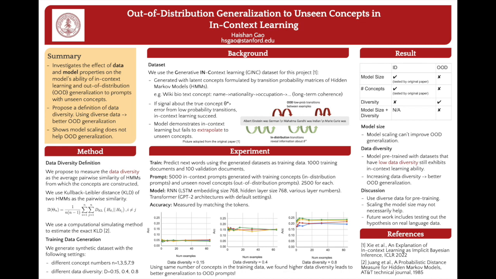The result shows that by using more diverse data for training, the out-of-distribution accuracy has increased from 5% to 25%. We also discovered that increasing the model size does not help with out-of-distribution generalization. Another interesting finding is that even when pre-trained with datasets that have very low data diversity, the model can still exhibit in-context learning ability.